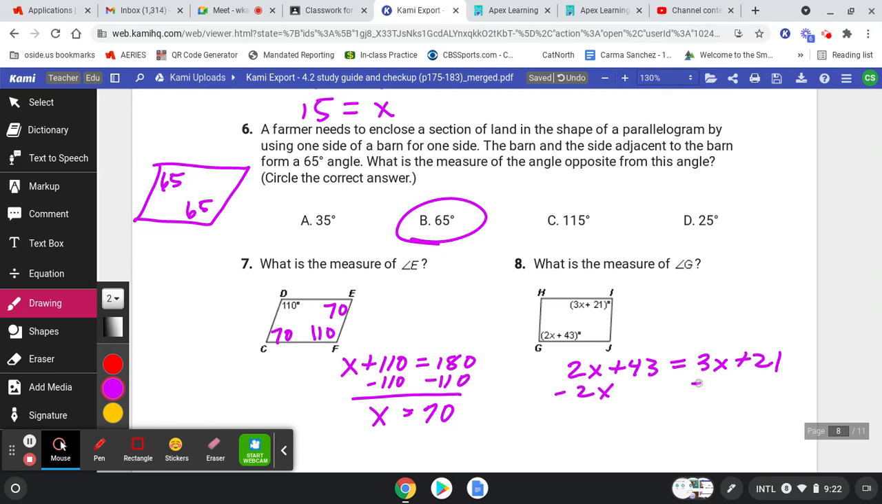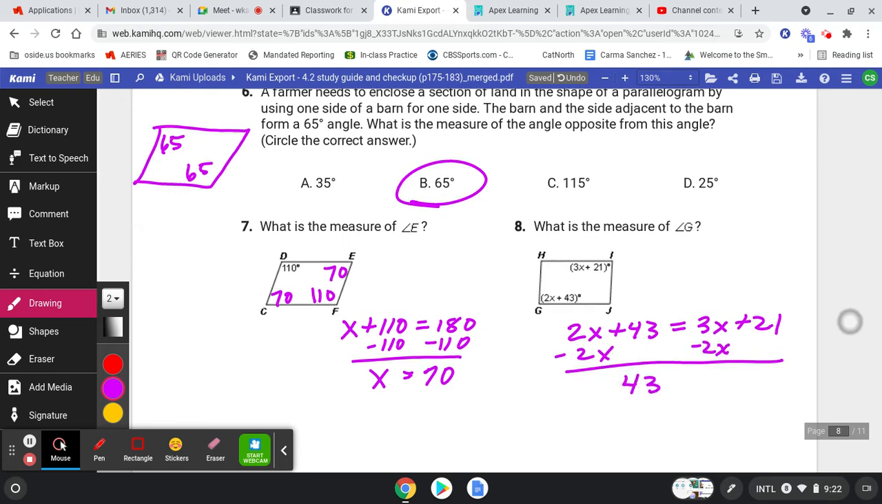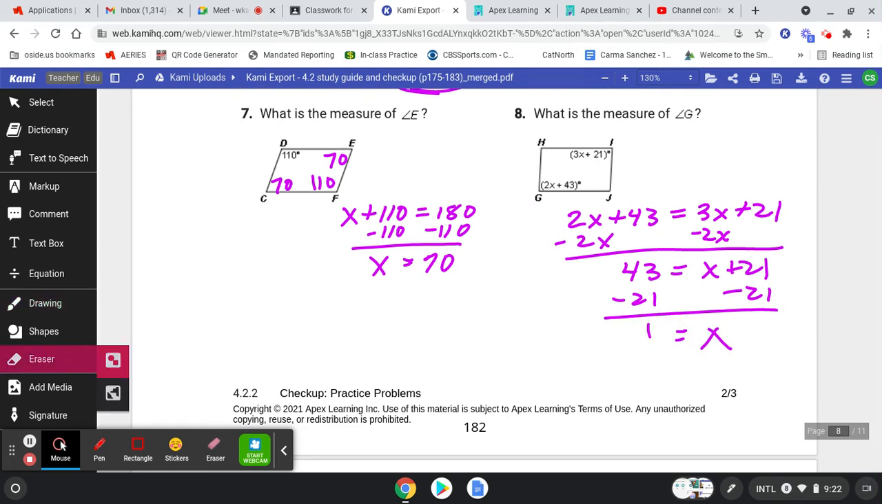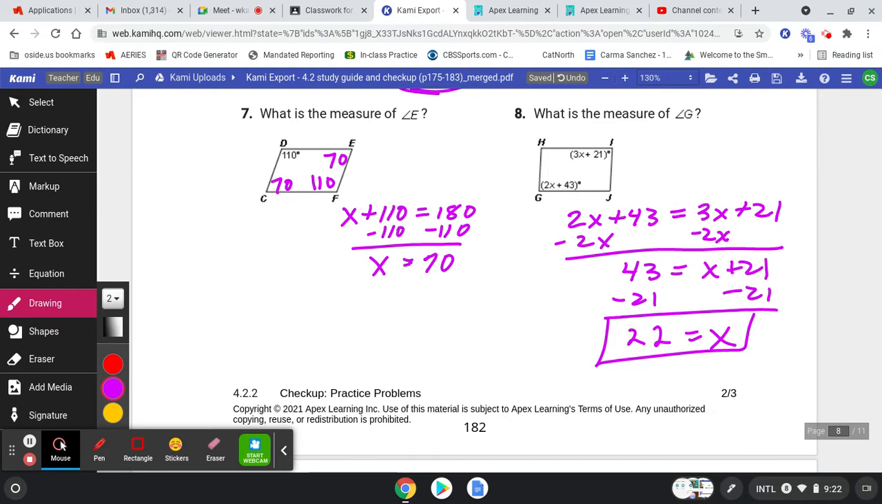We're going to subtract the two x's from both sides. Again, there's multiple ways you could have started this. It's okay if you did the work a different way. Just check your answer at the end. How'd you do? I got 22.